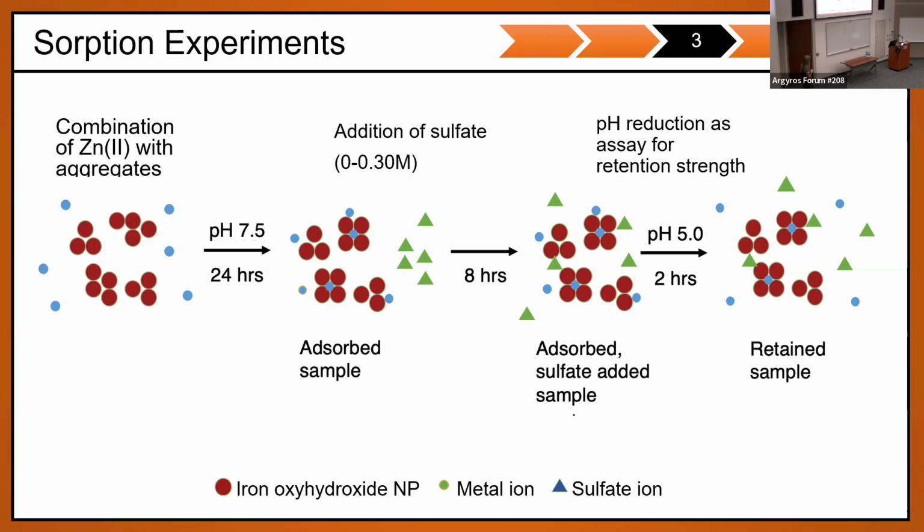Next, sulfate was added in varied concentrations to the sample, and this was allowed to sit for 8 hours. So that gave us this adsorbed sulfate added sample. Finally, we brought the pH down to 5, and we used that as an assay for assessing retention strength. Essentially, that takes off the weakly bound zinc and only leaves behind the strongly bound zinc, and that's what's known as our retained sample.